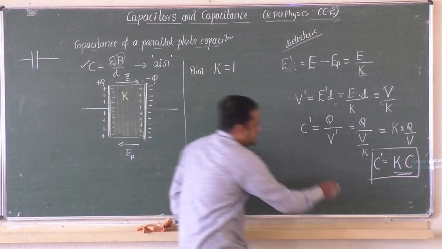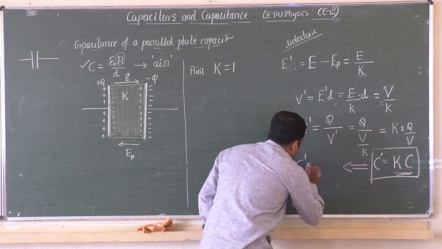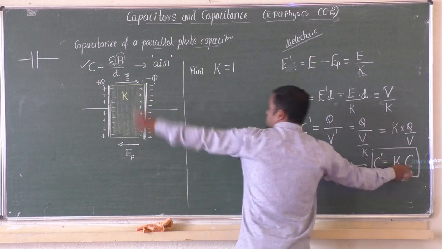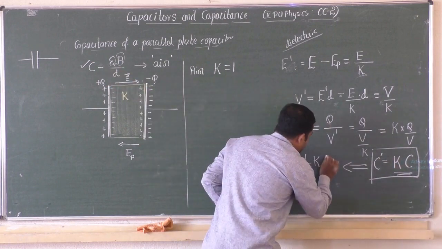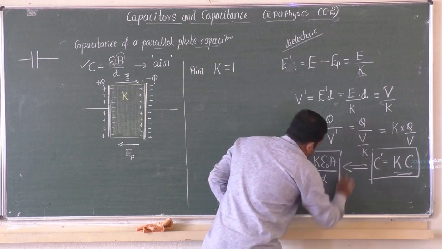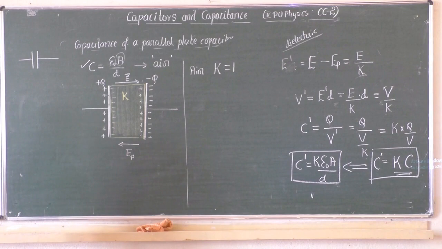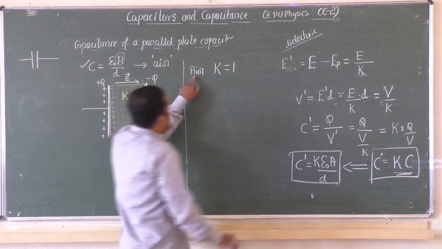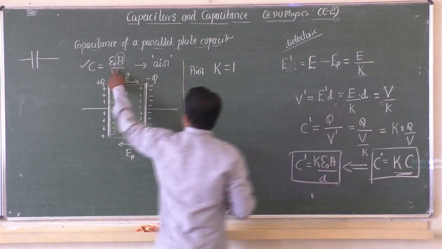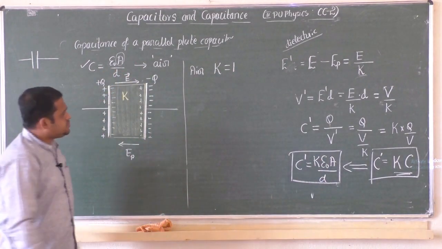See this equation, C dash is equal to K into C. This is the case of a parallel plate capacitor, where C is given by this formula, therefore I can write K epsilon naught A divided by D. This is the expression for capacitance in terms of area and separation between the plates. Now for air, dielectric K is equal to 1, so if you put 1 here, you will get this equation, epsilon naught A into 1.